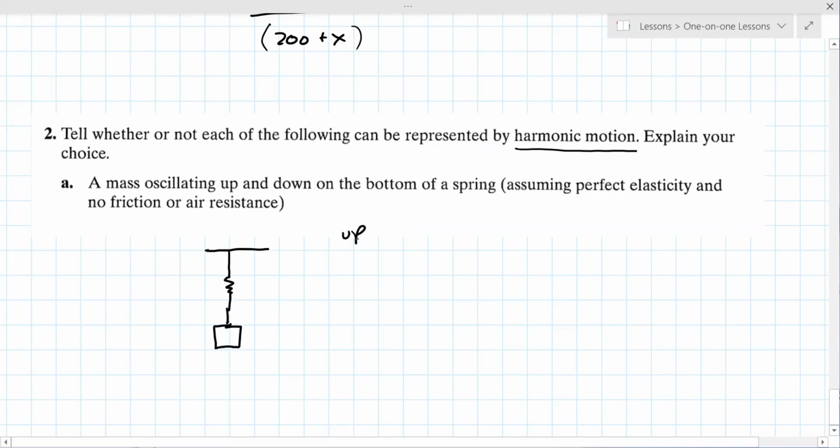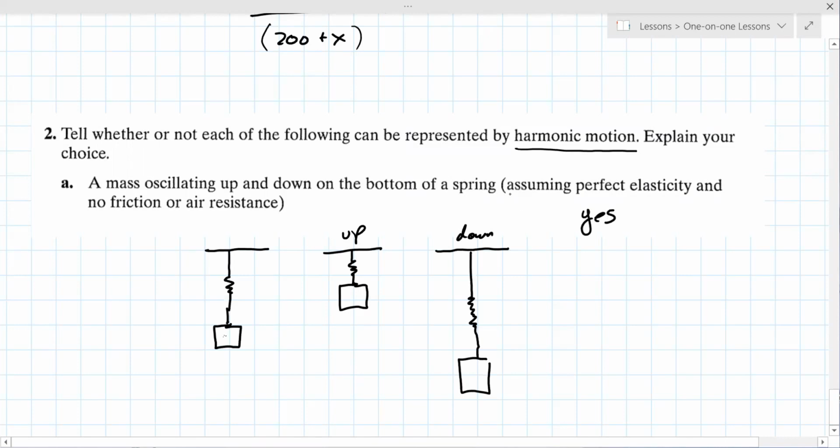goes up, and then it goes down, and then it comes back up again. So does it return to this position? Like at some point when it goes up and then goes down? Yes. Okay, so this is definite yes.